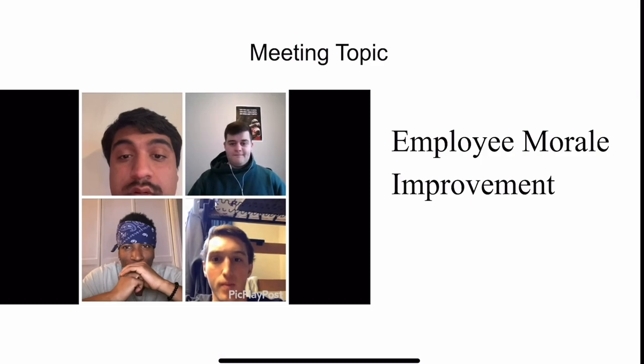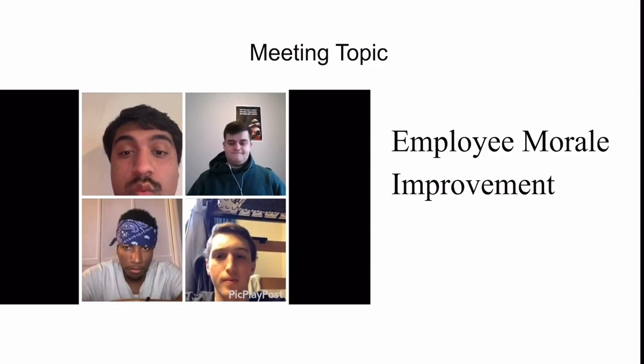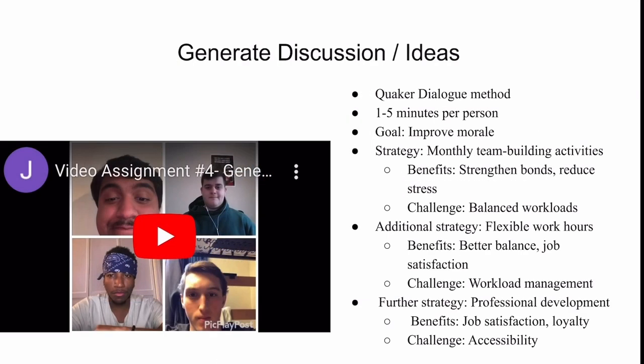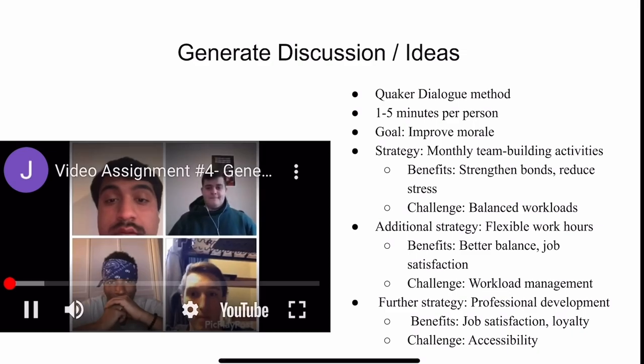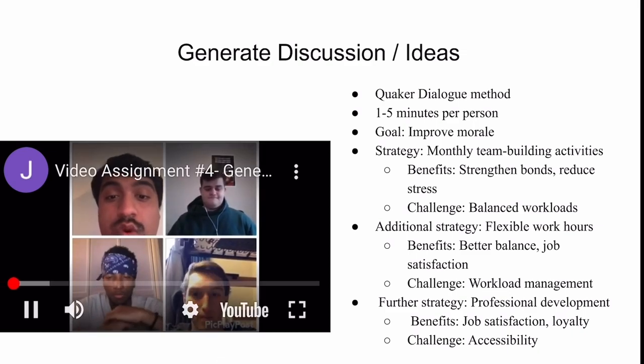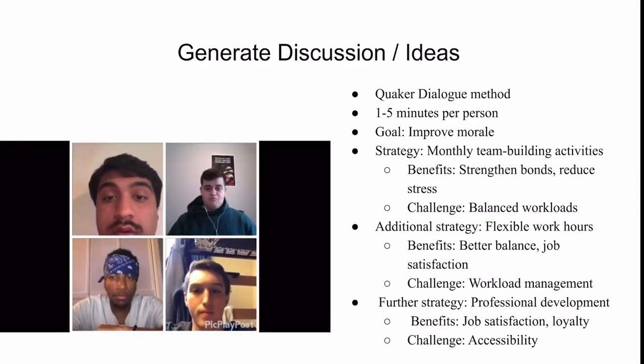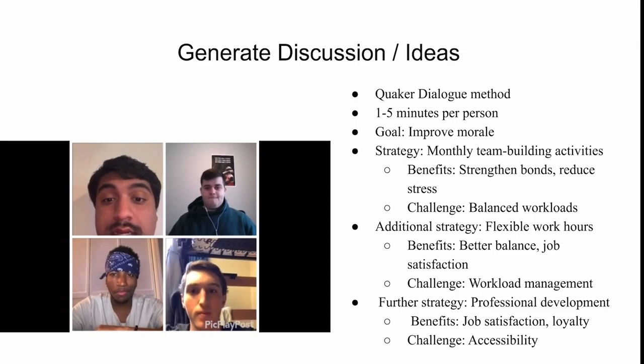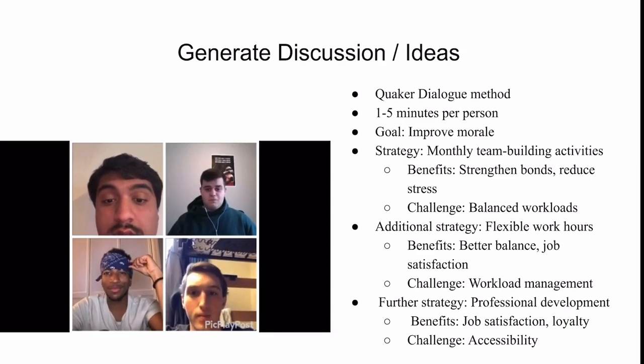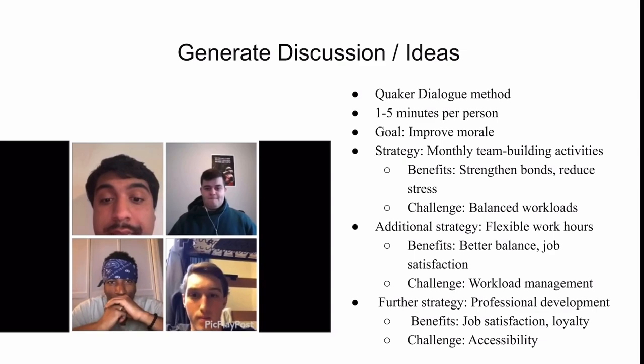Now let's dive into our meeting topic of improving employee morale. We'll be using a discussion method called the Quaker Dialogue for this phase. Each of you will have an opportunity to share your thoughts on improving employee morale without interruption. Remember, the goal is to promote equal participation and careful listening. We'll set a time limit of 1 to 5 minutes per person to ensure everyone has a chance to speak. Eric, would you like to start us off?